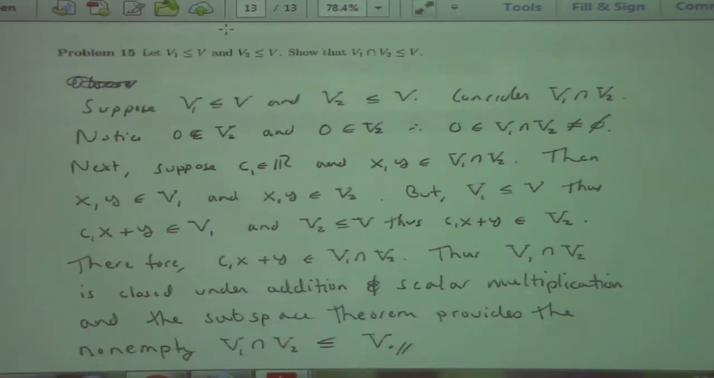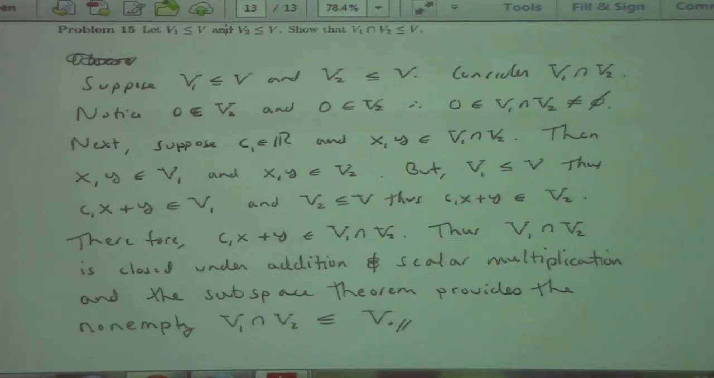Problem 15. Lots of you got it. Some of you didn't, and those of you who didn't, you best think about why you didn't get it. If there's an X, that's not a good sign here. So basically my issue is this. You're trying to prove something about the intersection, so what you have to do is pick a point in the intersection, or a couple of points.